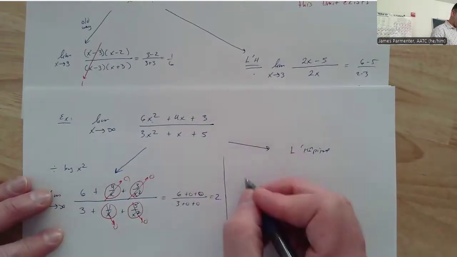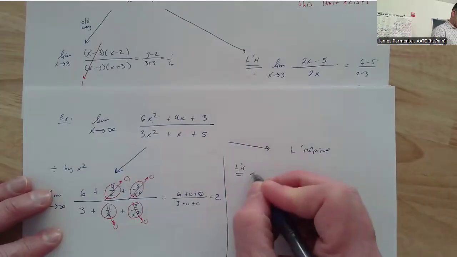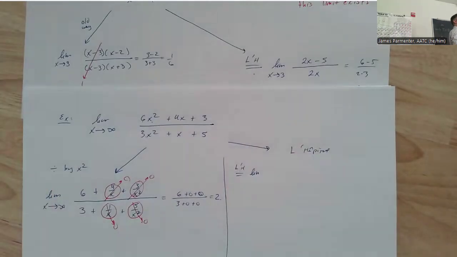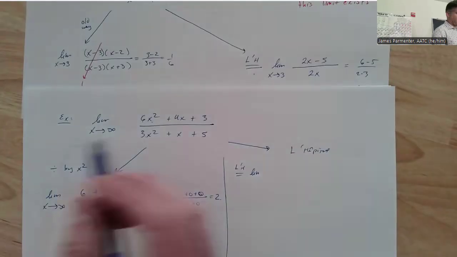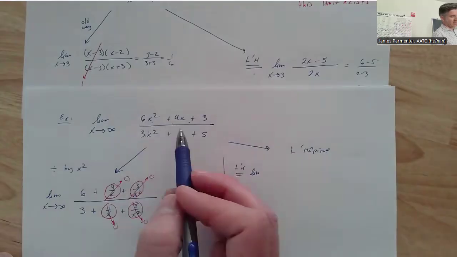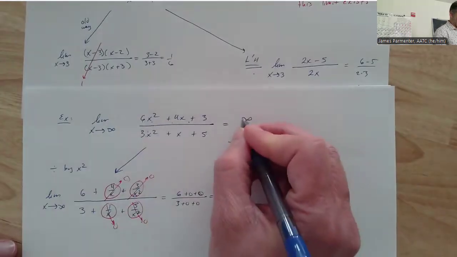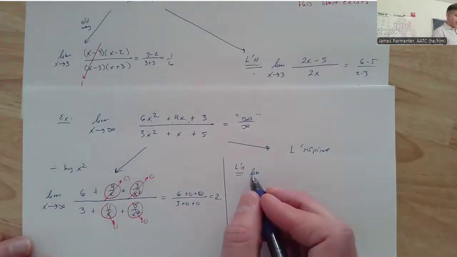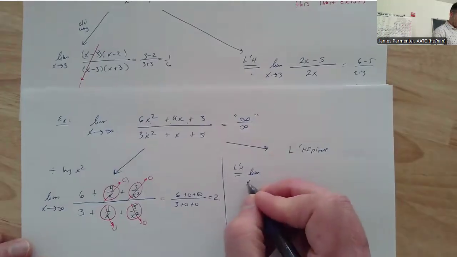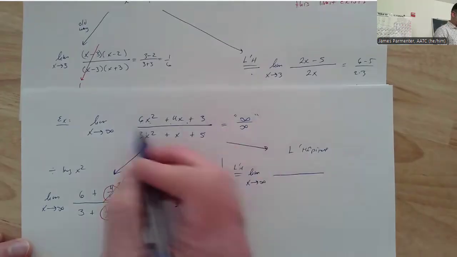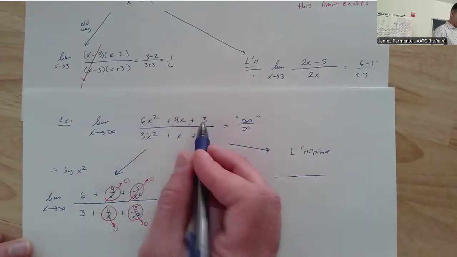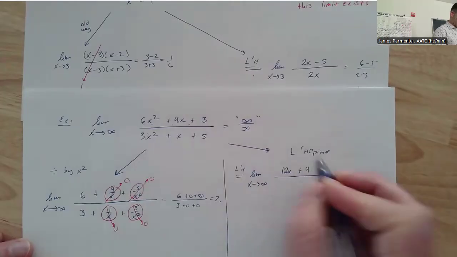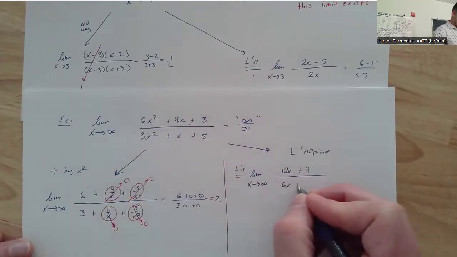So if we do this one here, I should point out, again, I'm getting a little ahead of myself here, apologies. Before I did any of this, I should have verified I had an indeterminate form. If I plug in infinity for x, I get infinity plus 3 over infinity plus 5. So I do definitely get an infinity over infinity type, meaning I'm allowed to use L'Hopital's rule. So then using L'Hopital's rule, I'm going to get the limit as x goes to infinity of the derivative of the top, which is, let's see, 12x plus 4 plus 0, over the derivative of the bottom, which is 6x plus 1 plus 0.